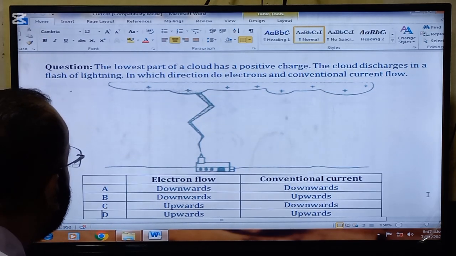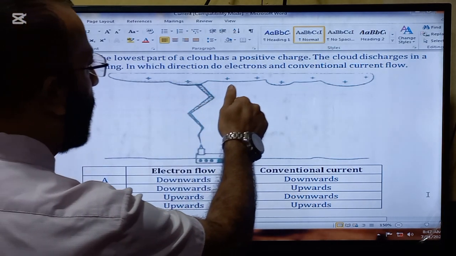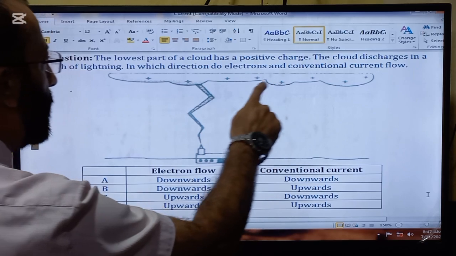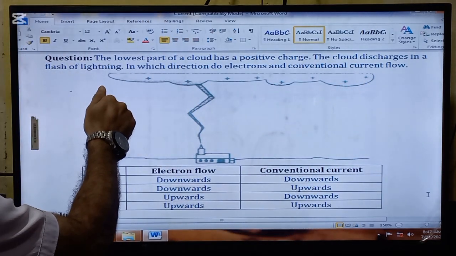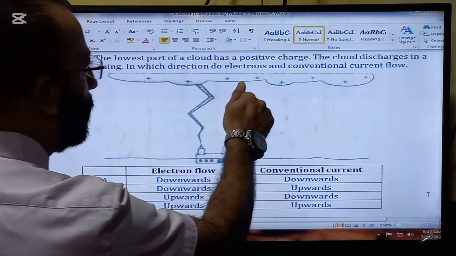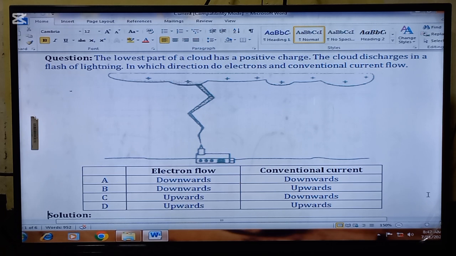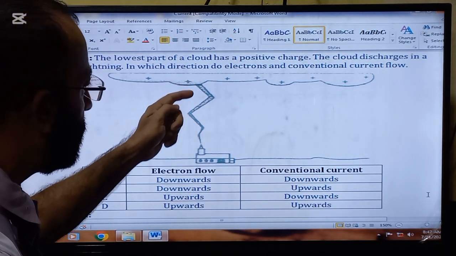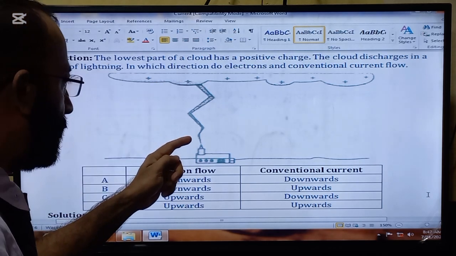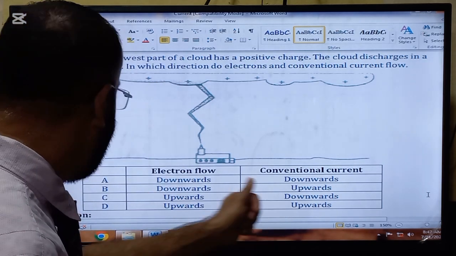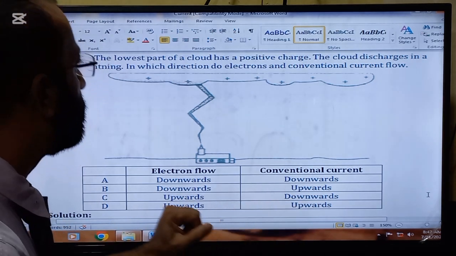Here is a question. The lowest part of the cloud has a positive charge. You can see here, the cloud discharges in a flash of lightning. In which direction do electrons and conventional current flow? Conventional current flows from the positively charged end to the negatively charged end. It means conventional current will be downward. So for downward, option A or option C will be there. We will discard B and D.